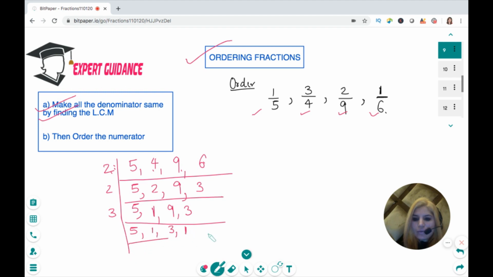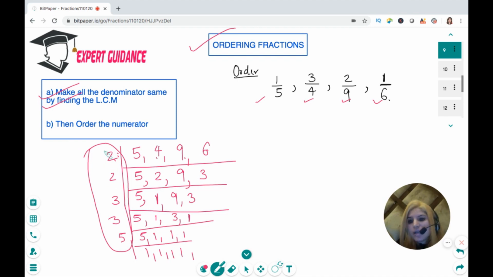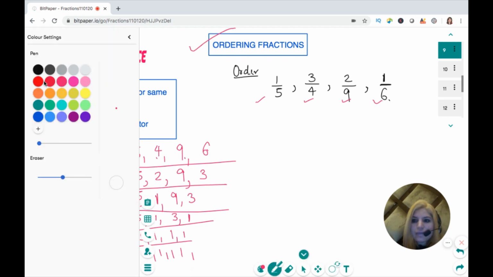Now we can again divide by 3. So that becomes 5, 1, 1. Now three of my numbers have converted into 1. Only 1 is left, which can be divided by 5. So that becomes 5, 1, 1, 1. So you multiply all these numbers, and that becomes the least common multiple. So that is 2 times 2 is 4, times 3 is 12, 12 times 3 is 36, and 36 times 5 is 180. So 180 will be the least common multiple of all of them.